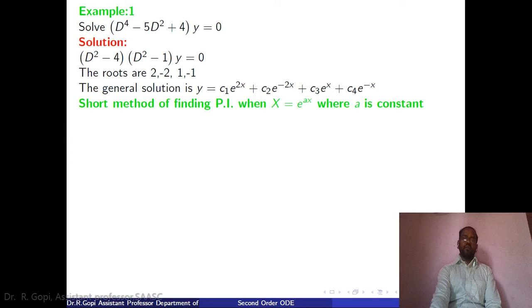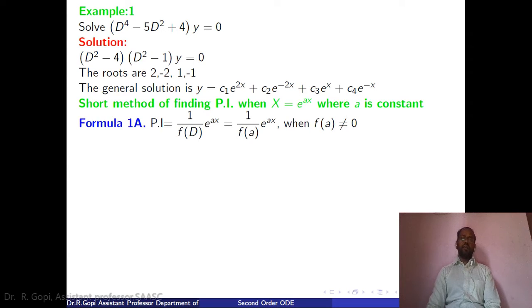Then we have to find the shortcut method for the particular integral. There are 4 forms here: capital X equal to e power ax; capital X equal to sin ax or cos ax; capital X equal to a polynomial a0 plus a1 x plus a2 etc. plus an into x power n; and capital X equal to e power ax into v, where v is nothing but a combination of sin ax or cos ax and the polynomial. First, we have to find the particular integral in the form capital X equal to e power ax.